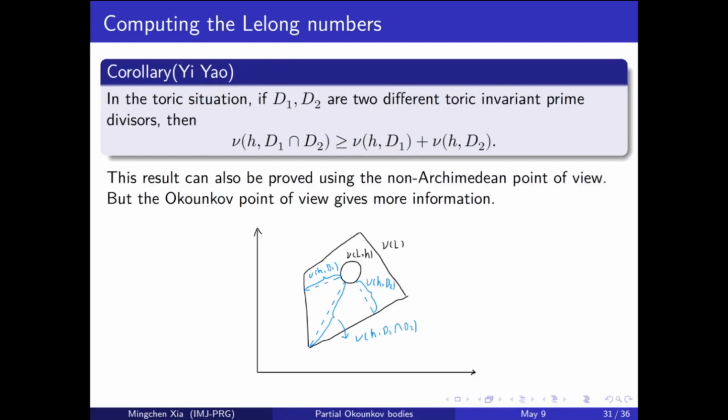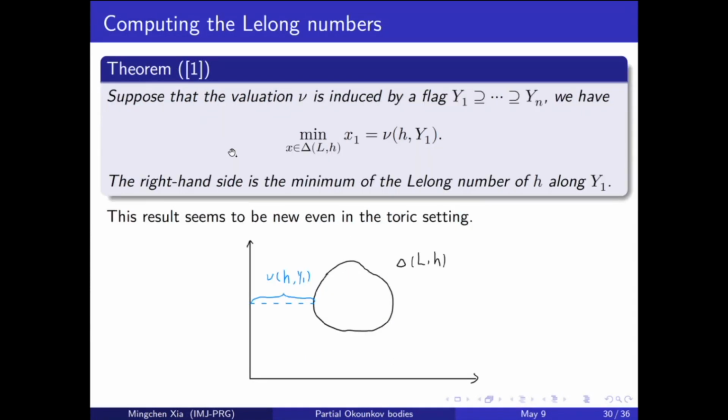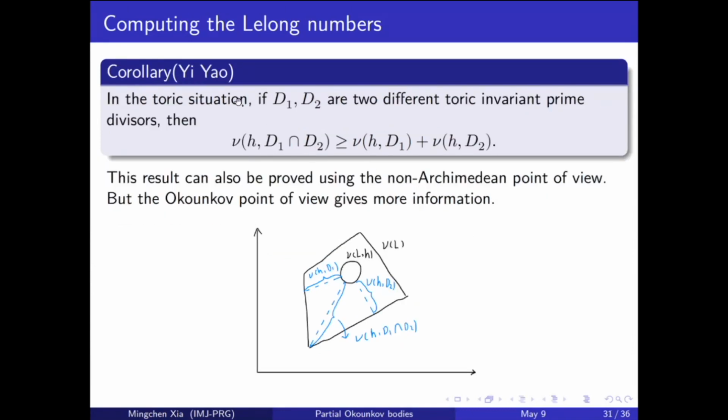Why is it useful? Let's talk about a corollary recently observed by Yi Yao in a toric setting, whereas the previous theorem holds in general for any variety, but now let's only consider the toric setting where we can state the corollary in the most convenient way. Even in that case, this result seems to be new as well.